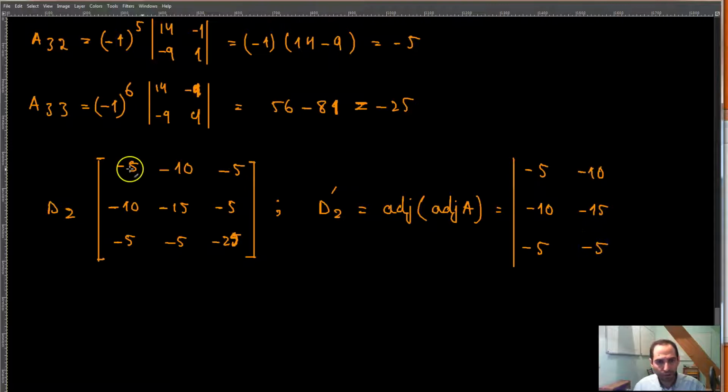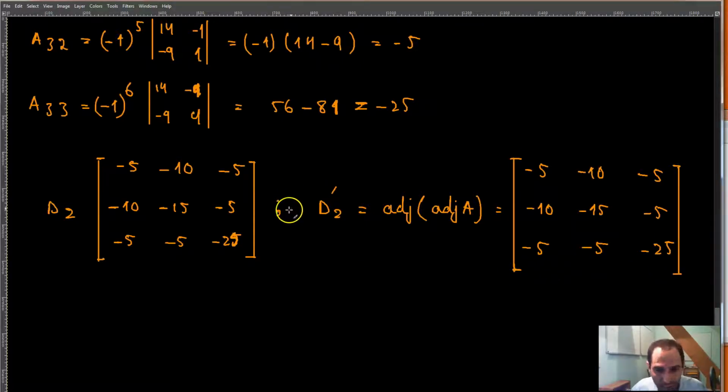negative 5, so negative 5, negative 10, negative 5, negative 10, negative 15, negative 5, and negative 5, negative 5, and negative 25. That is basically the adjoint of A.